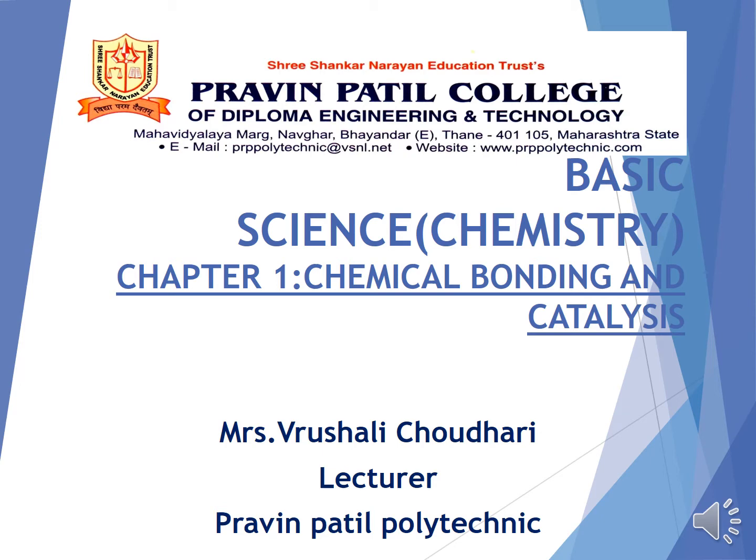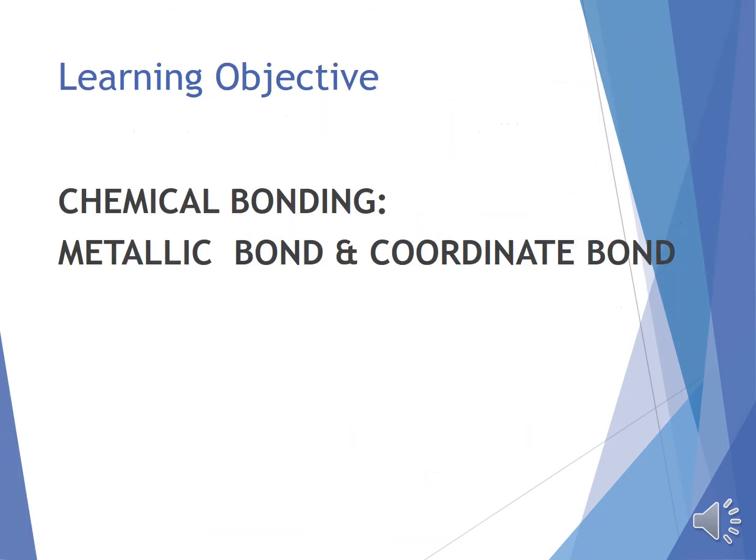Today we are going to learn basic science chemistry, chapter 1, chemical bonding, catalysis. We already started with the bonding. What is the bonding? The relation between the atoms and the molecules is called a bonding. Today's learning objective is metallic bonding and coordinate bond. We are going to learn the definition, formation, how these molecules are formed, properties of these compounds, and multiple choice questions based on this.